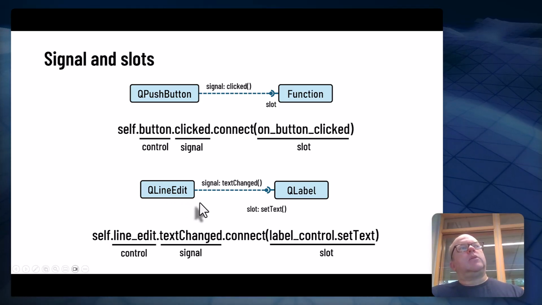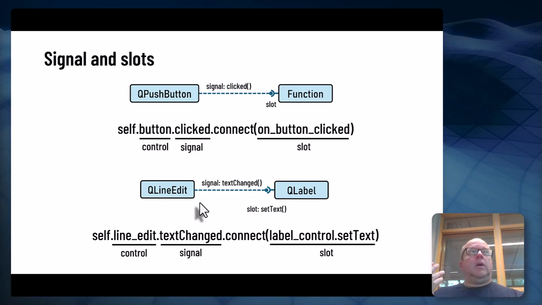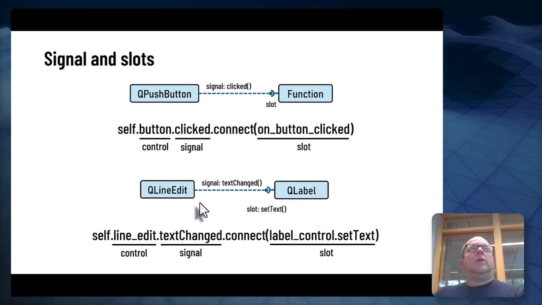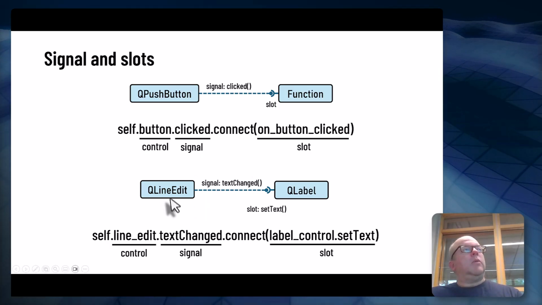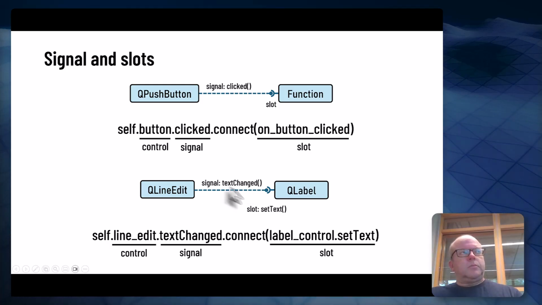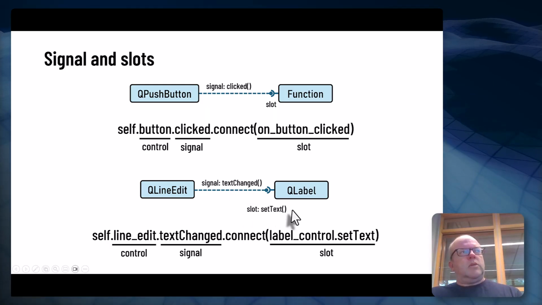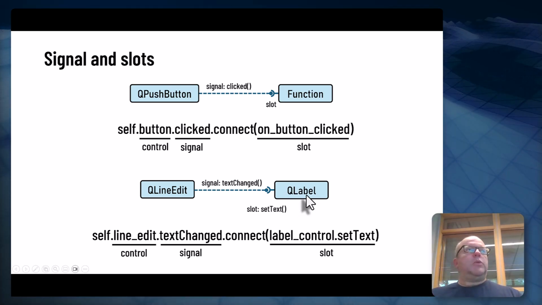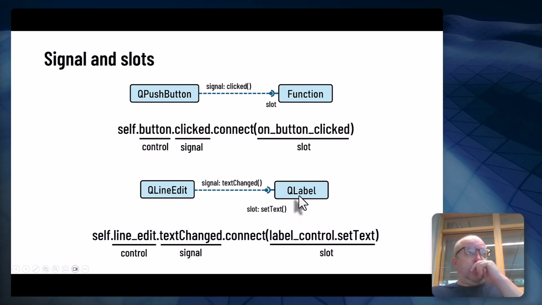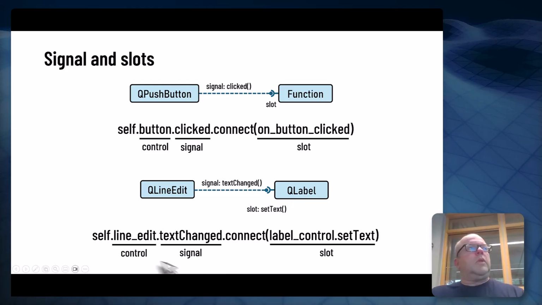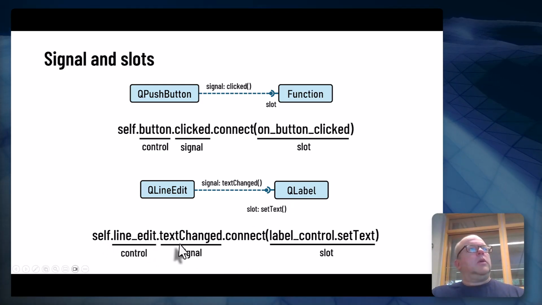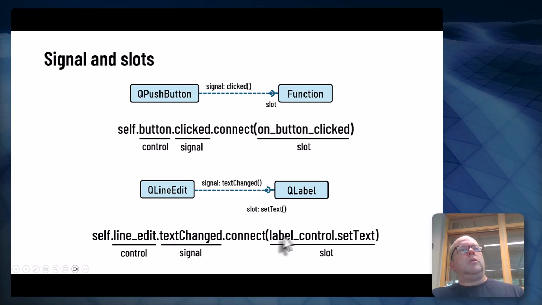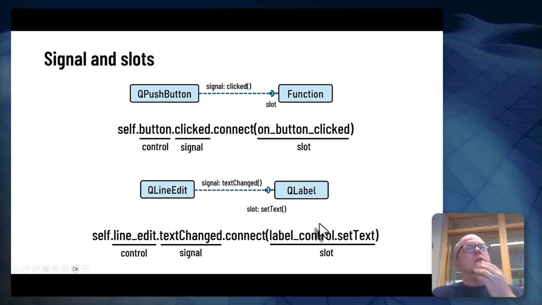If you have a line edit, you can also connect a signal to a slot, for example, a setText slot. So here you have QLineEdit, textChanged. You connect that to a setText slot. So the QLabel has multiple entry points where you can connect your signals to. Here you have line edit, that is the control. textChanged is the signal. Connect is the method to connect this signal to code or your own function.